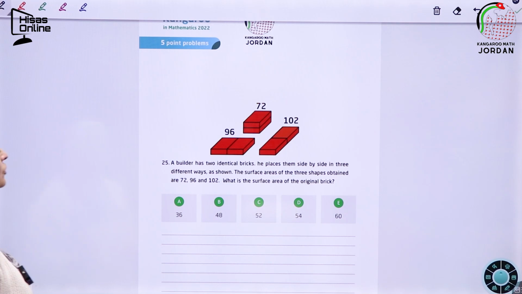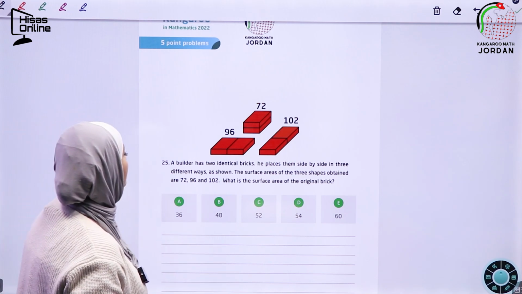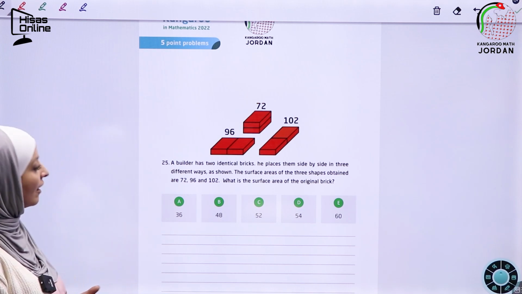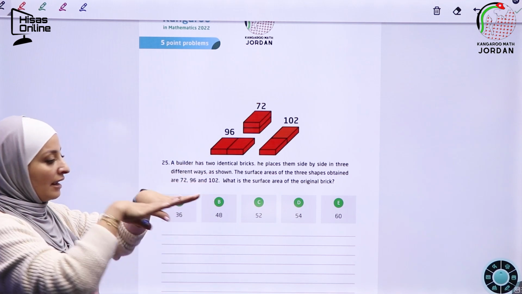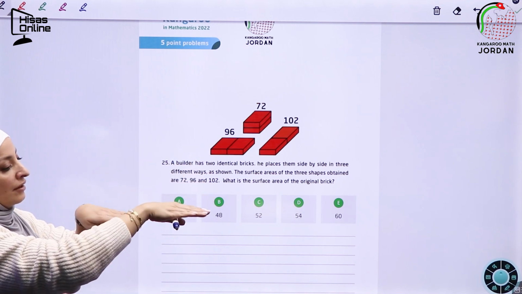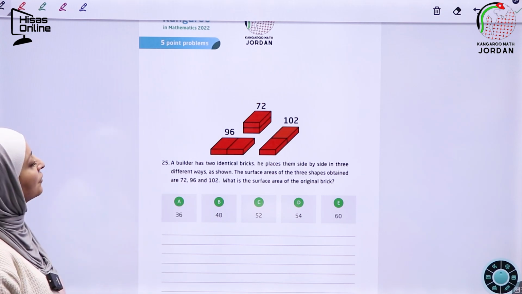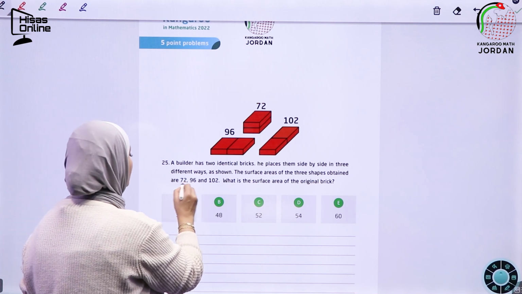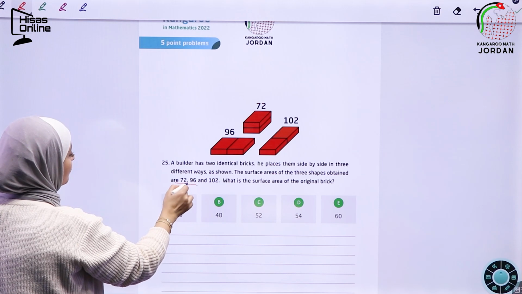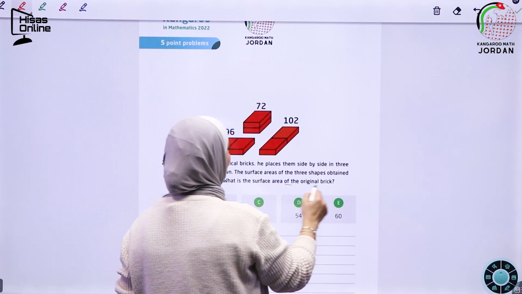Okay, this is about the surface area, and it is a part of geometry. A builder has two identical bricks. He placed them side by side in 3 different ways. Look at this. Either he put them next to each other, or above each other, or in a vertical way. Okay, the surface area of the 3 shapes obtains 72, 96, and 102. What is the surface area of the original brick?